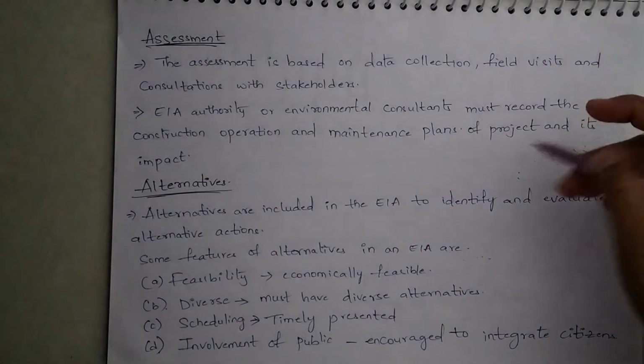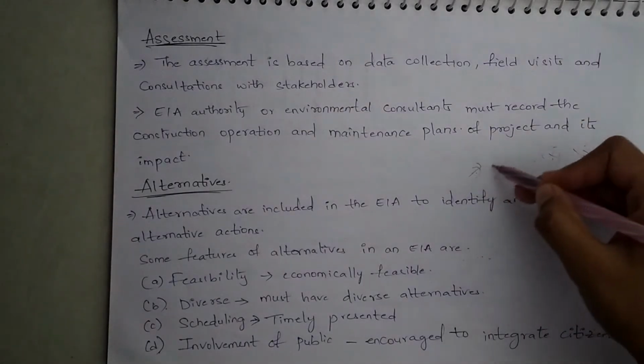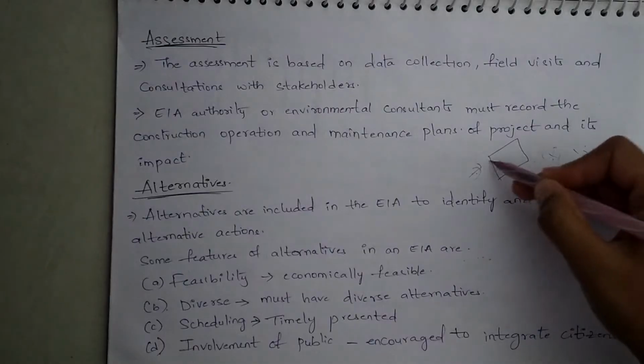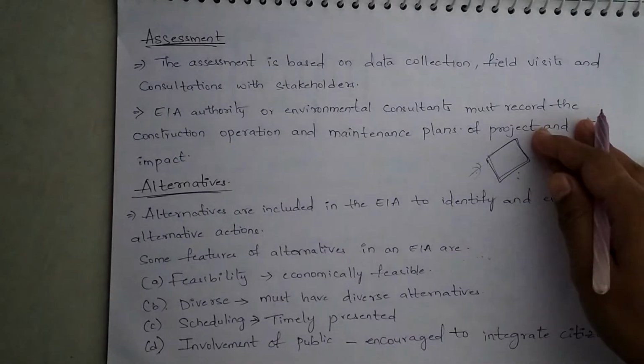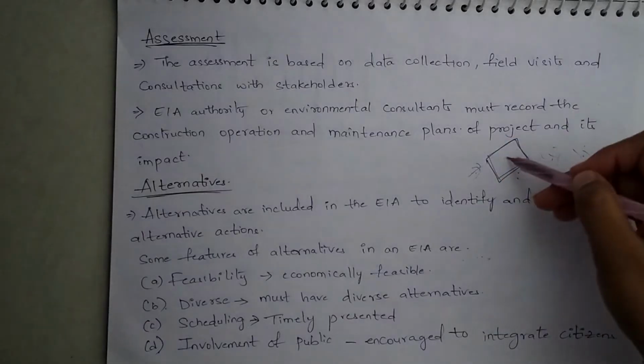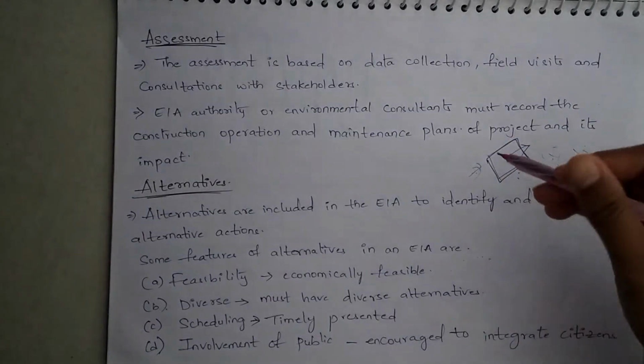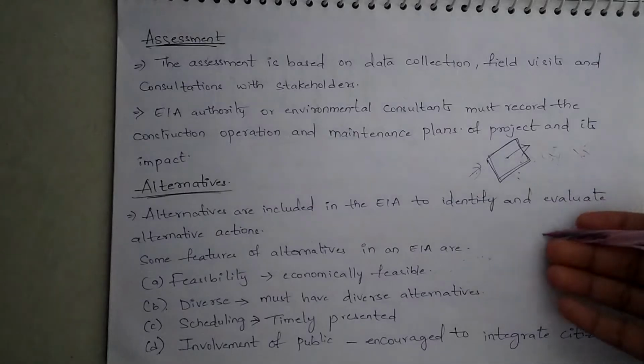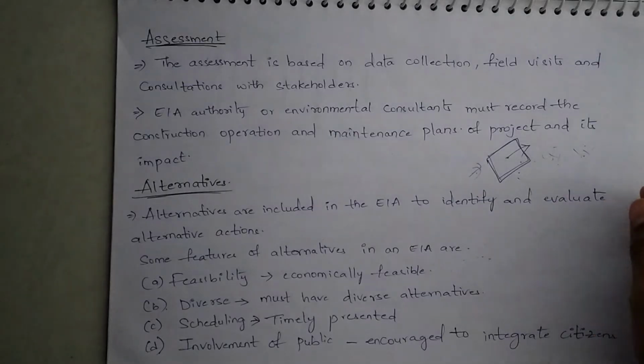For example, our project aim is to construct an industry, and that industry is not suitable here, so we will find another alternative, such that it will yield the same results, it will produce the same and similar results in that alternative solution.